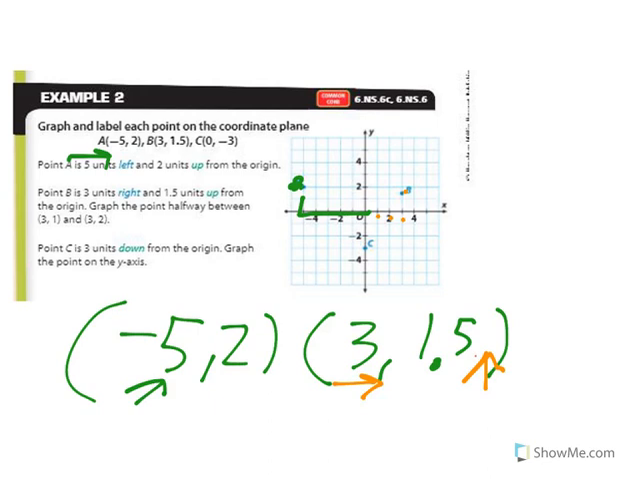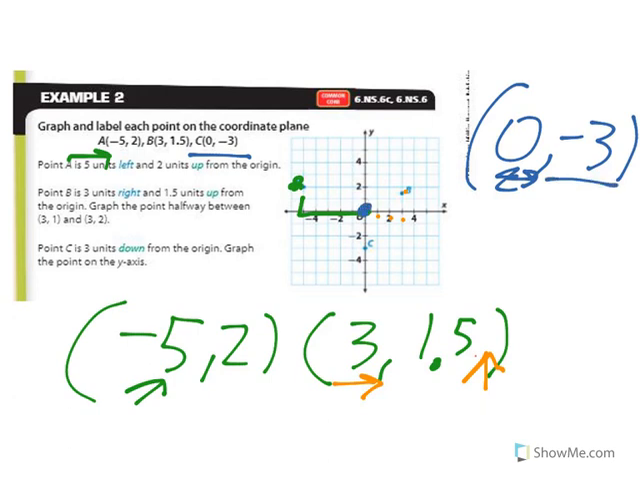And then lastly, we see, I'm going to change the color, C, 0, negative 3. What does that mean? It means to go over 0. So that's right on the y-axis. And then you go down 3. And then that is point C.